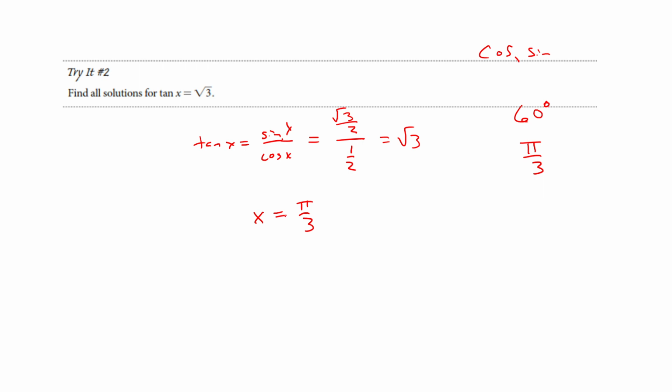You could also look this up on your unit circle and see that it happens in quadrant 2 or quadrant 3 as well. So remember, tangent is positive in quadrant 1 and quadrant 3. So if you look up on your chart, you're going to get negative radical 3 over 2 divided by negative 1/2, and that's going to get you the same thing. So we've got two values. X can be pi over 3 in quadrant 1, or it could be 4 pi over 3.